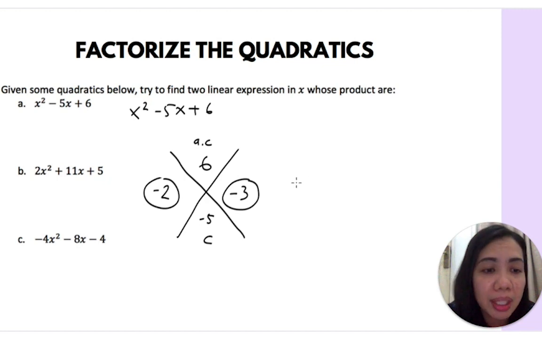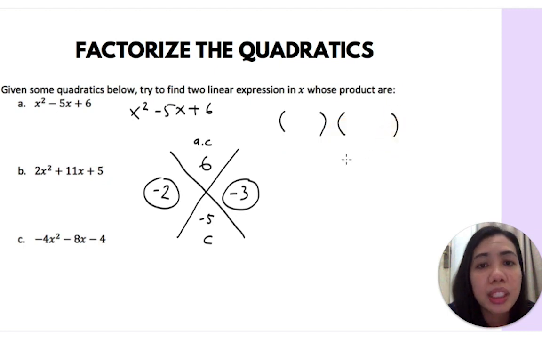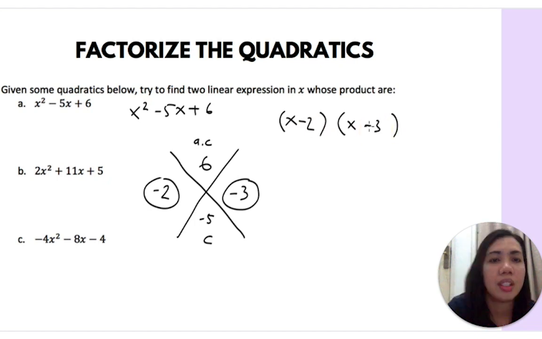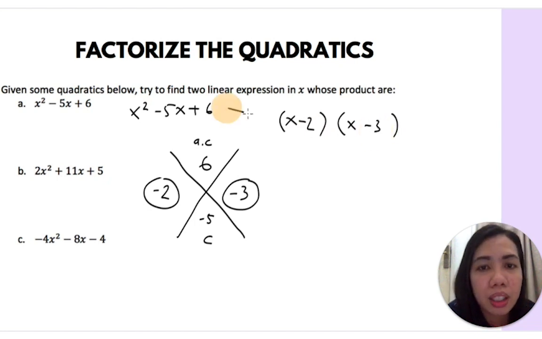So actually we can write it like this, because we want to transfer it into two linear expressions. In here we have x, and in here we also have x, and then we put both numbers, minus 2 and minus 3. So now we have this quadratic expression in terms of two linear expressions in x. We have x minus 2 and x minus 3.